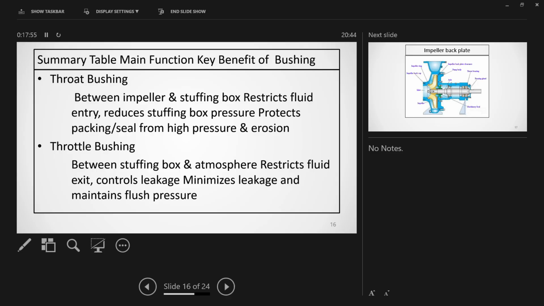The throat bushing we use to control the pressure and to restrict the corrosive or abrasive fluid from coming in contact with the mechanical seal.